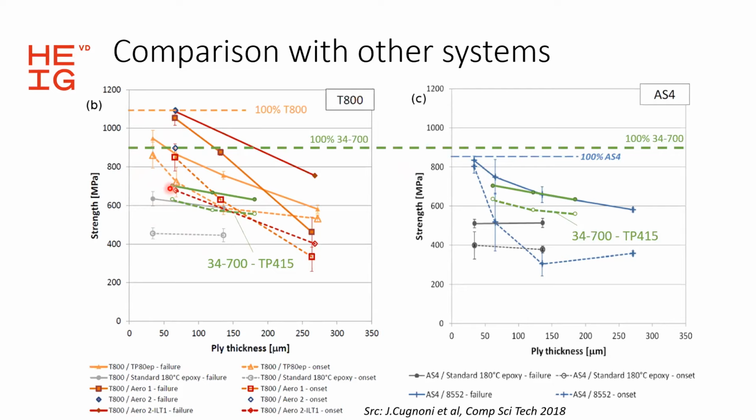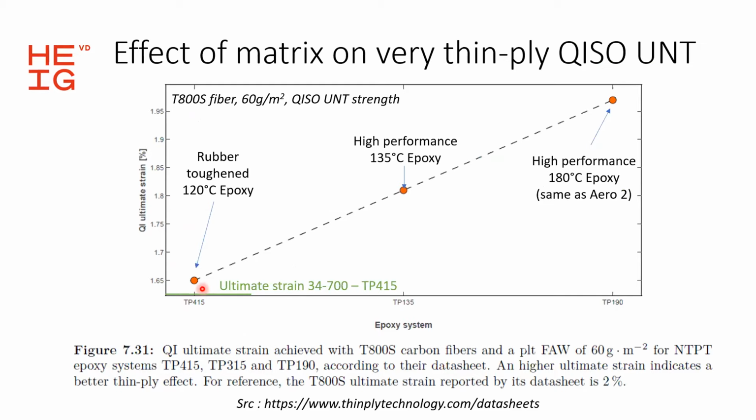And more noticeable is that the scaling by reducing the ply thickness from 180 to 60 micron was not really there. What was actually interesting is that in the past, we had already observed a system that didn't scale either. It was a system with a standard 180 degree C epoxy, which was untoughened and very brittle. And the TP415 system here is actually the exact opposite. It's very tough. It has a lot of toughening rubber in it, but it didn't show any noticeable scaling either. So we looked at our data, and actually looking at the data from NTPT, the supplier of the material, for T800 fibers and quasi-isotropic testing, we could observe that they also got the same kind of dependency of the ultimate strain of the quasi-iso on the matrix used. So this was really surprising.